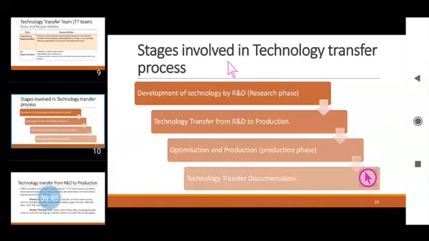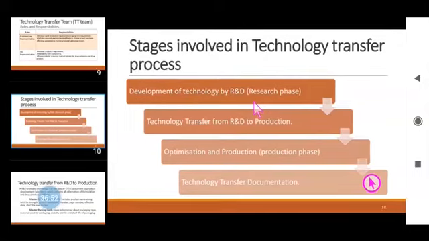So these are the stages involved in the technology transfer process. First of all, development of technology by R&D. This is the first step, which takes place by R&D people, which is the research phase actually. Then the technology transfer from R&D to production. Then optimization and production. So this is the production phase, and this optimization and production is supposed to be carried out in a pilot plant.